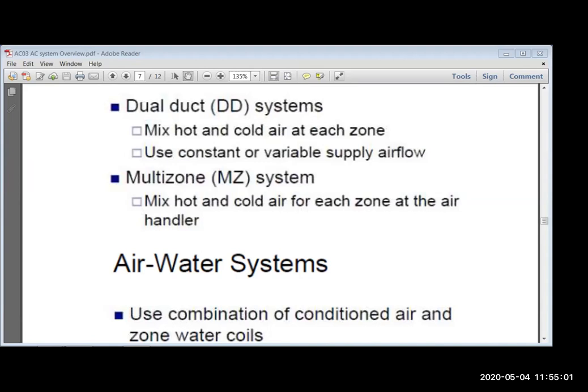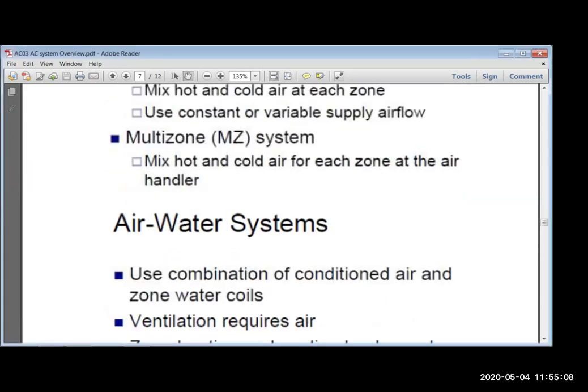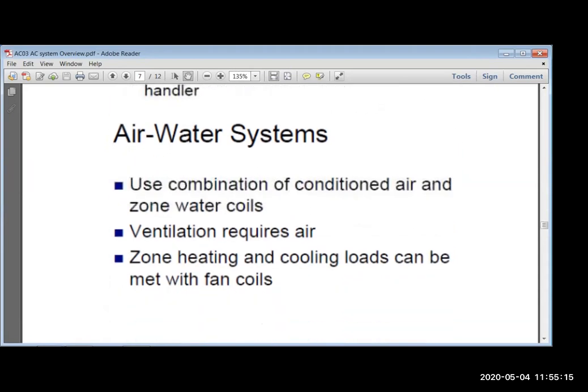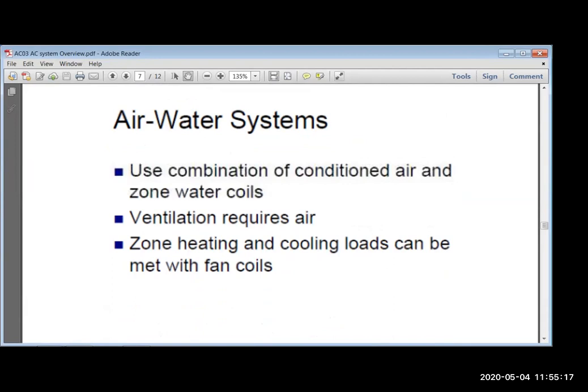Now, this I'm repeating again. Multi-zone system: you mix hot and cold air for each zone at the air handling unit, right at the air handling unit, not in the other room. Air water system: we use a combination of conditioned air and zone water coils.